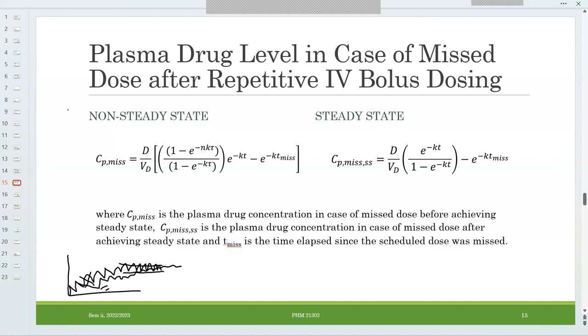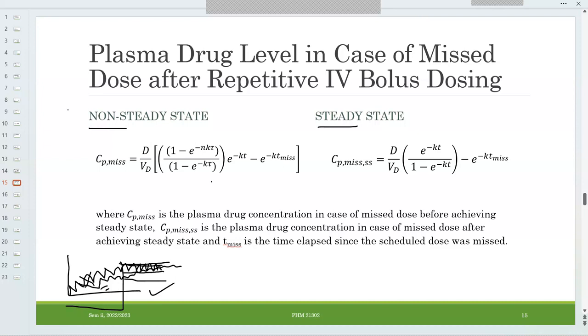So how to calculate? There are two equations. One can be used in case of missed dose before steady state achieved, and the other one can be used if the missed dose is at steady state. Here the decrease will be from the concentration in this area, and for steady state the decrease will be from the expected steady state levels.